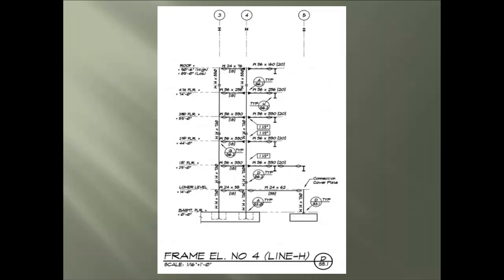We see it's frame number 4 on line H, and remember there always needs to be the opposite grid lines, and we have them here, lines 3, 4, and 5. Next are the levels or floors that this frame wall is found on. Starts at the basement, then runs all the way to the roof.